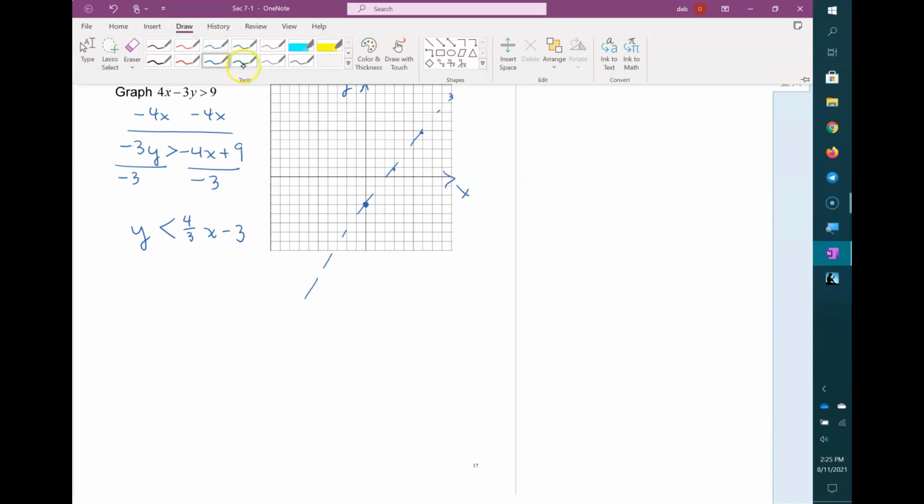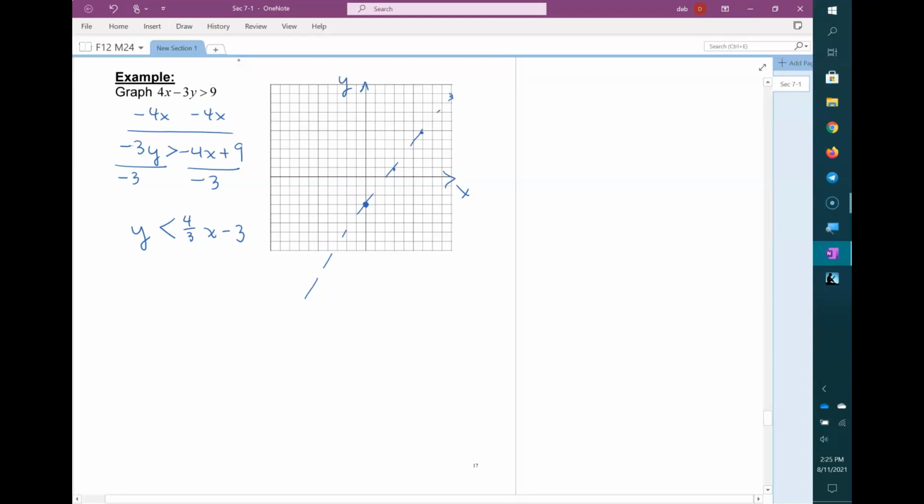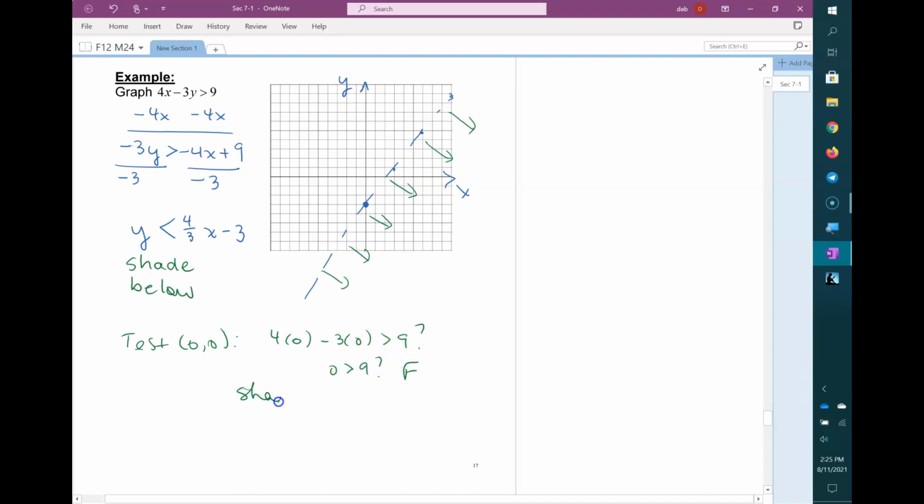Okay, then because I have already solved for y, I can just look at my inequality with the y by itself on one side and say, that means I need to shade below. Or you could also test 0, 0 and say 4 times 0 minus 3 times 0. Is that bigger than 9? Nope. So shade away from 0, 0. And you see that you'll have the same portion of the graph shaded.